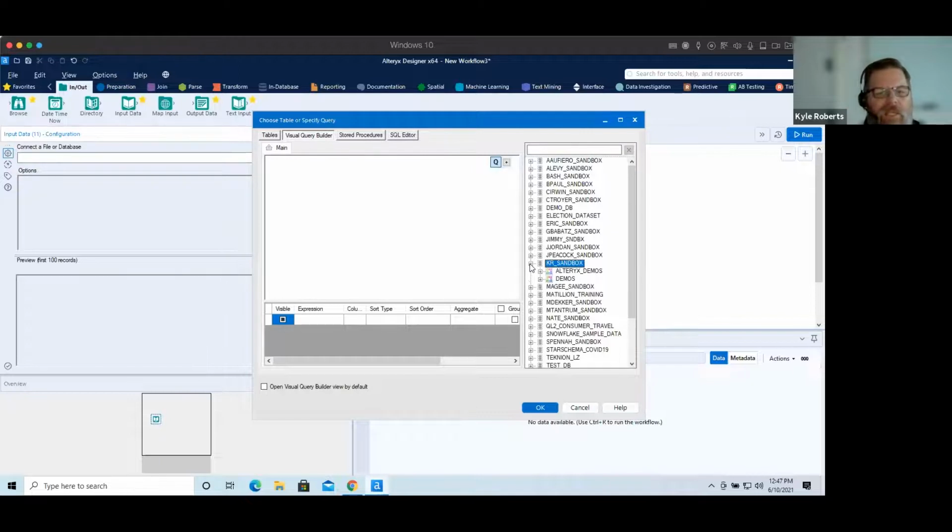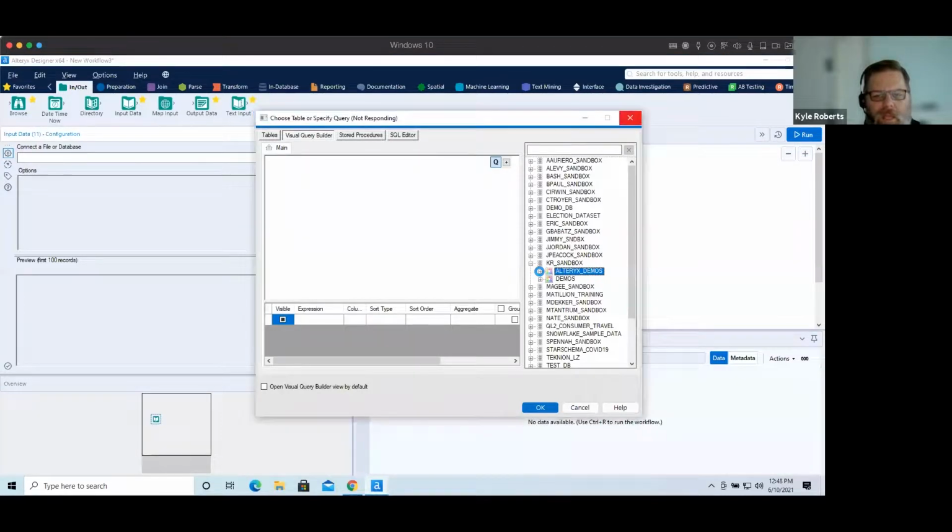And what we've done is, inside of Alteryx with my ODBC connector, I set up which schema I wanted to grab and which play area I wanted. I do have access to the other ones, but I'm just going to look inside my own sandbox. Inside here, I have some Alteryx demos that I want to pull in.